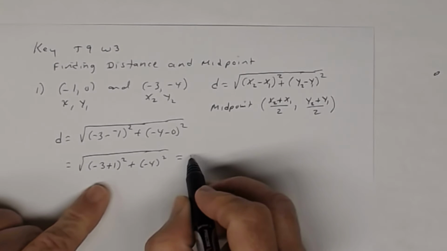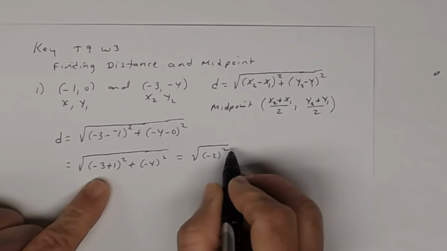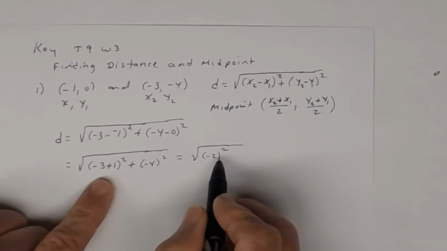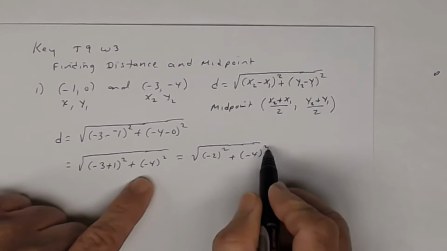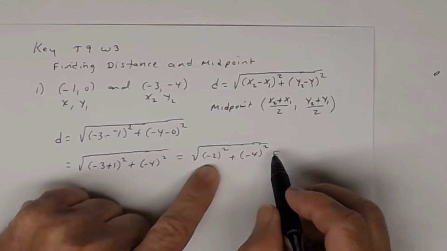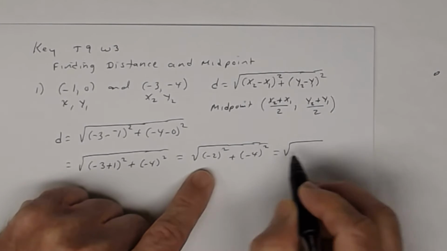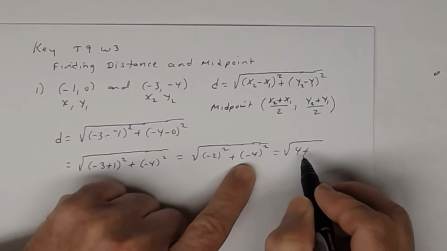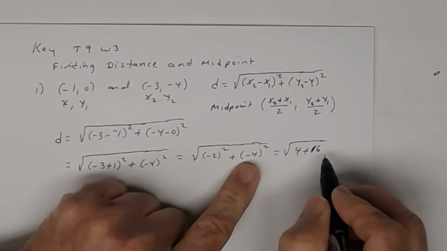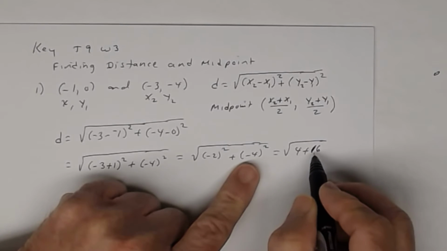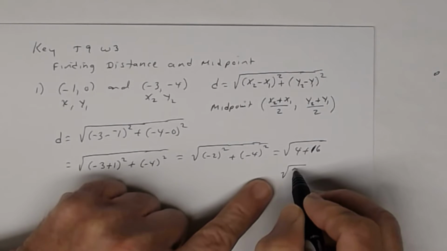Simplifying that further, I get the square root of negative 3 plus 1, which is negative 2, squared. So basically I'm squaring a negative 2 and I'm also squaring a negative 4. And when I square a negative 2, that's a negative 2 times a negative 2, which is a positive 4. And then a negative 4 squared is a negative 4 times a negative 4, which is a positive 16. And when I add 4 and 16 together, when I simplify that radicand, I get the square root of 20.